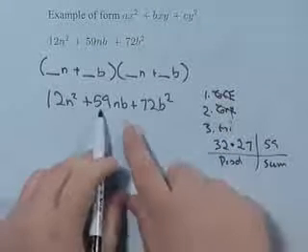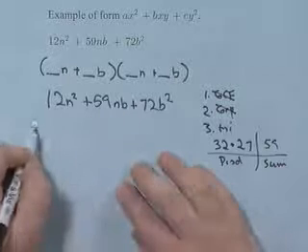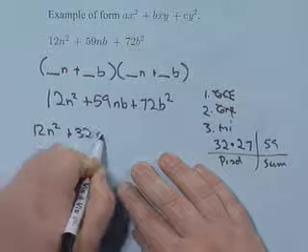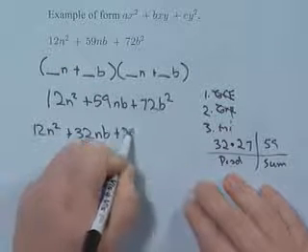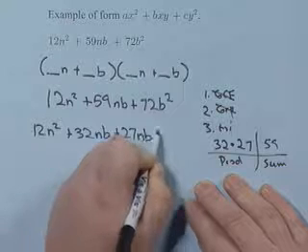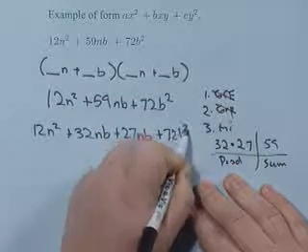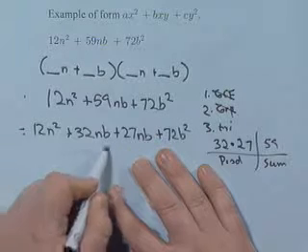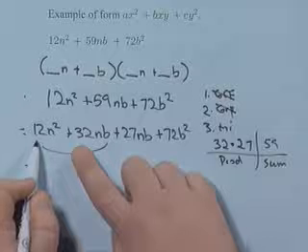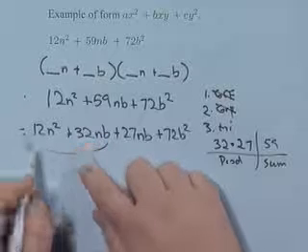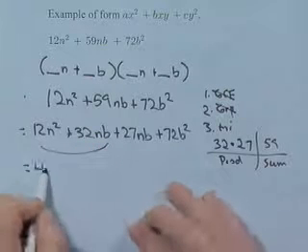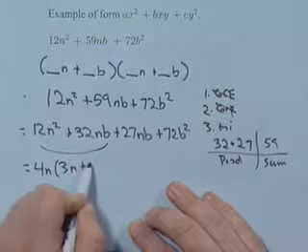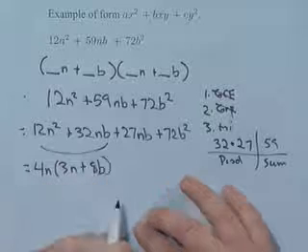I'm going to go ahead and rename the middle term. So we have 12n squared plus 32nb plus 27nb plus 72b squared. And now I'll use factoring by grouping on this piece. Going 2 by 2, let's see, 12 and 32. I can take out a 4, and there's an n, leaving me with 3n plus 8b.